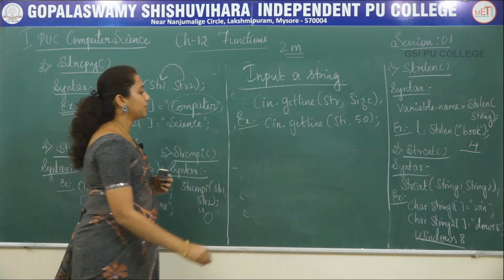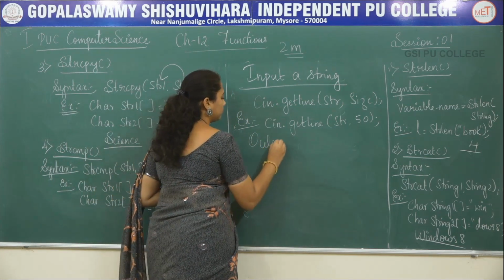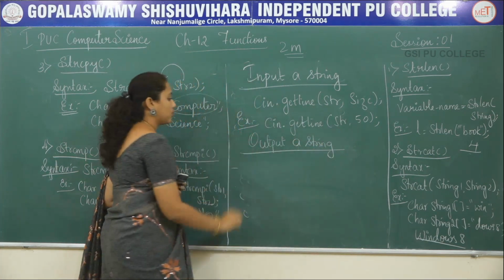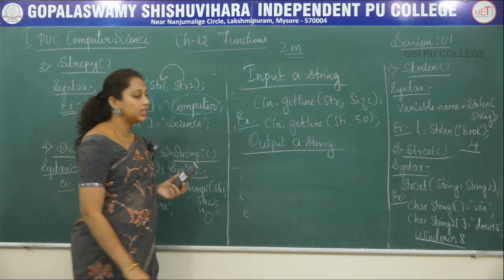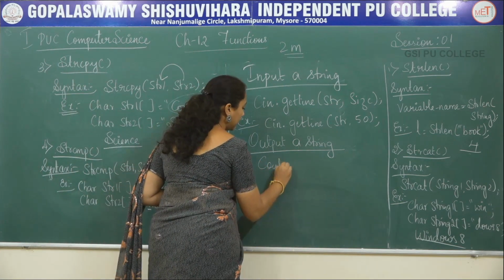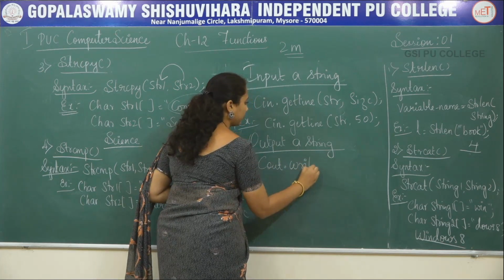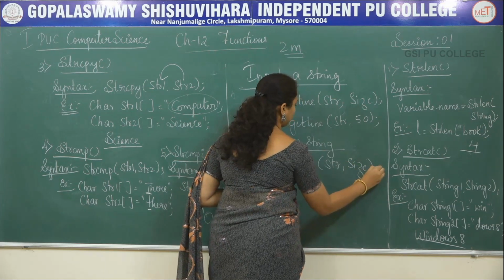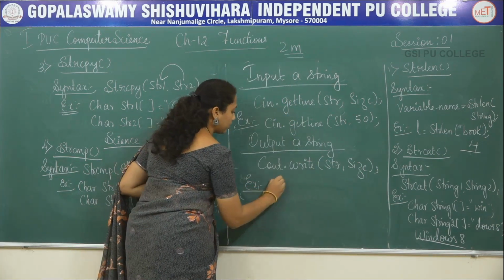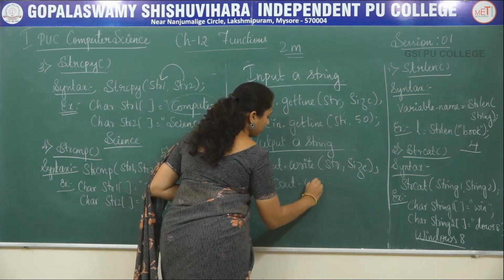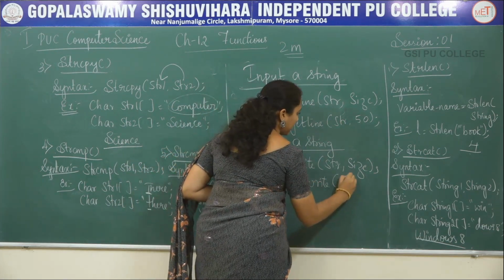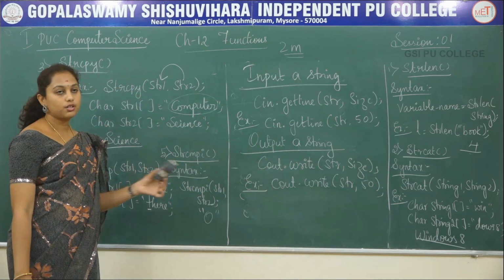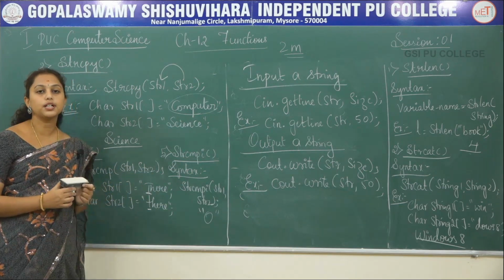So how to output a string? Using the write function, we can output a string. cout dot write str comma size. For example, cout dot write str comma 50. So this is how we can input and output a string.